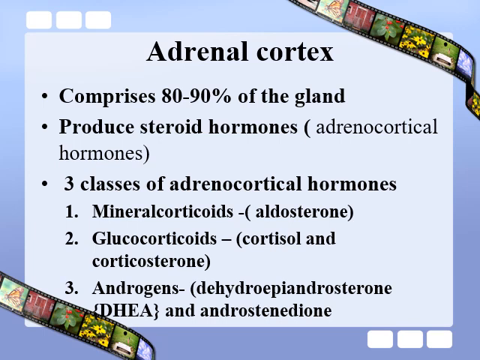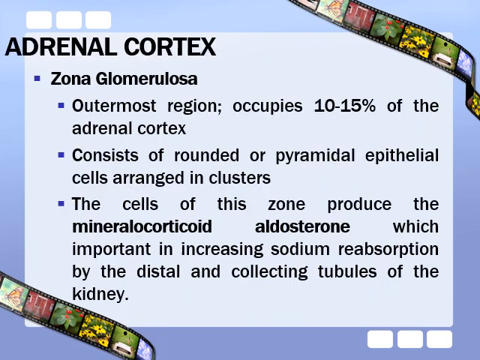Ano yung three major classes of adrenocortical hormones na pinoproduce? We have the mineralocorticoids for aldosterone, glucocorticoids for cortisol and cortisone, and androgens or the dehydroepiandrosterone or the DHEA and the androstenedione. We have the zona glomerulosa. It's the outermost region. So the cells of this zone produce the mineralocorticoid or the aldosterone, which is important in increasing sodium reabsorption sa kidney.